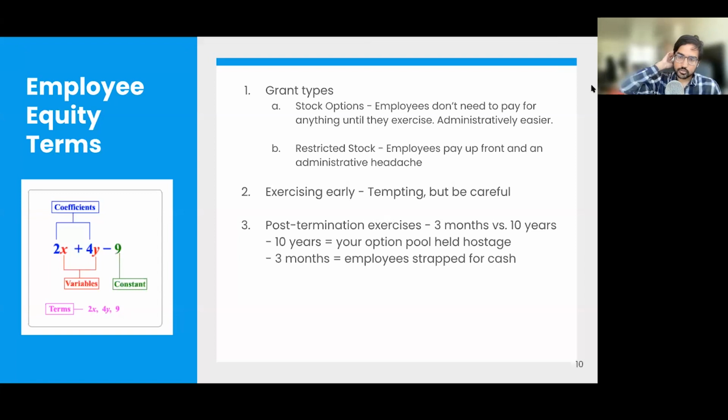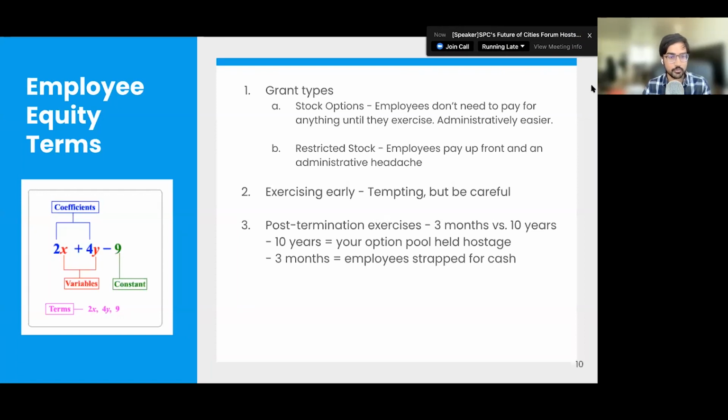Cool. I'll take this one. So employee equity terms. There's probably a handful of decisions you'll have to make as a founder with respect to your employee equity. And the first one that I think we previewed at the beginning of the call is what type of equity you're giving them. So stock options or restricted stock awards. And the simple answer is that it's way, way easier to administer stock options than restricted stock awards.